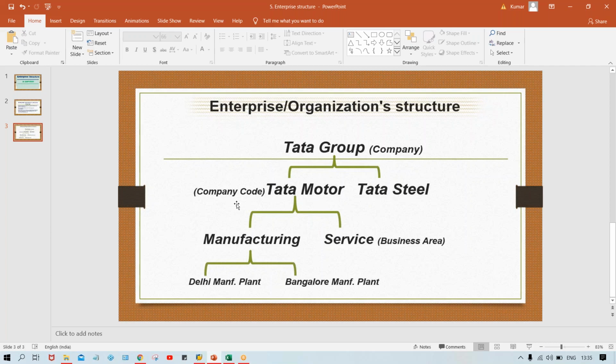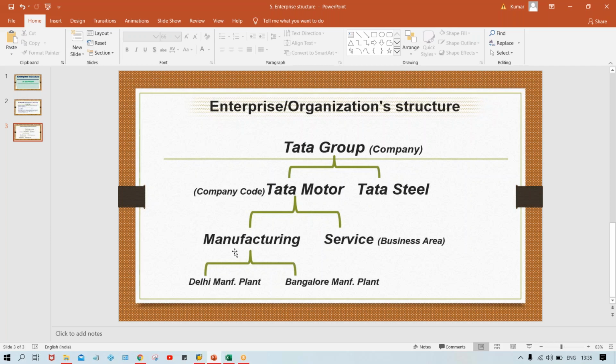Now, under Tata Group we have multiple subsidiaries: Tata Motor, Tata Steel, Tata Hotel Group, Tata Chemical. Let's suppose I have quoted four examples. If you search on Google, you will find multiple subsidiaries. Further, Tata Motor is segregated into different business segments, let's suppose manufacturing and service. The manufacturing units also have multiple plants, guys, several plants, might be two, three, four, five.